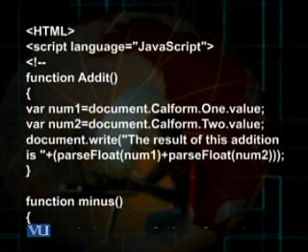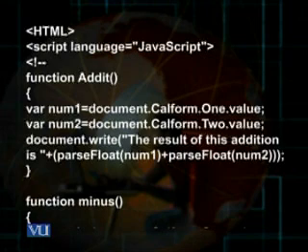Similarly, I define in the subsequent line the variable num2. So I write var num2 equals document.callform.2.value, which means that the value typed by the user in the text box named 2, that value would be assigned to the variable num2. And then in the third line, I write my formula.